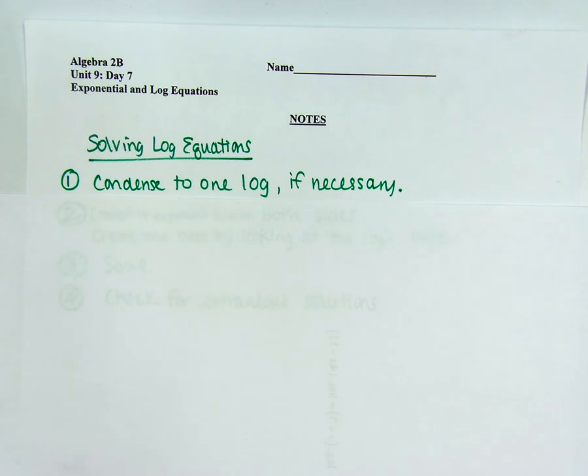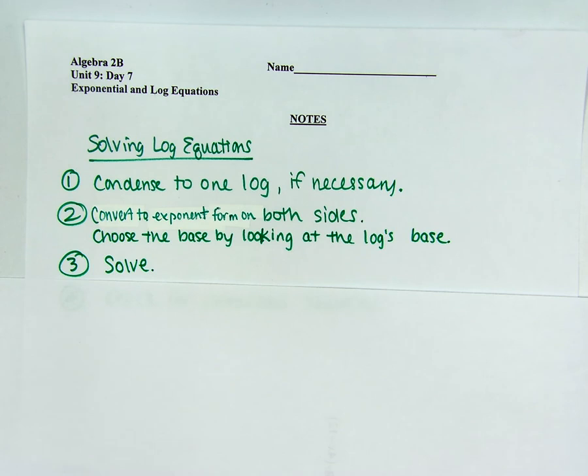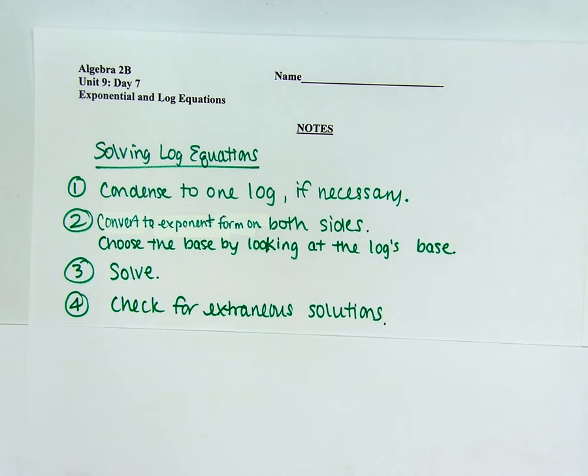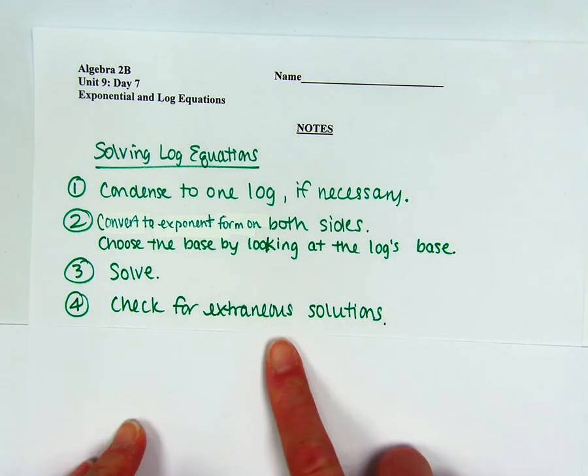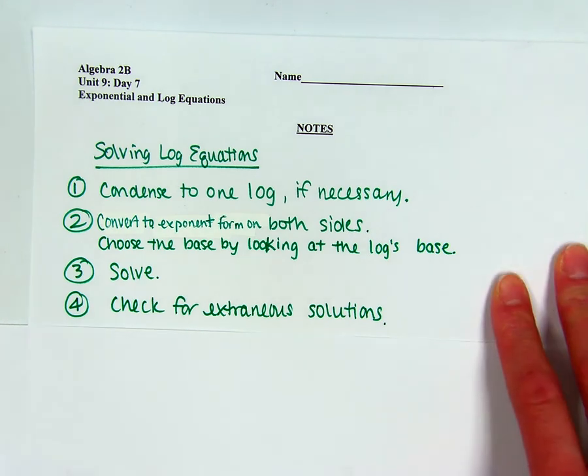That's using either the product rule or the quotient rule that we had from a few days ago. All right, then you're going to convert to exponent form on both sides. So you're going to choose the base by looking at whatever the log's base is. You're going to solve like normal. Now on these problems, you might have solutions that don't actually work in the original problem, so those are called extraneous solutions. And so therefore you need to check for extraneous solutions.